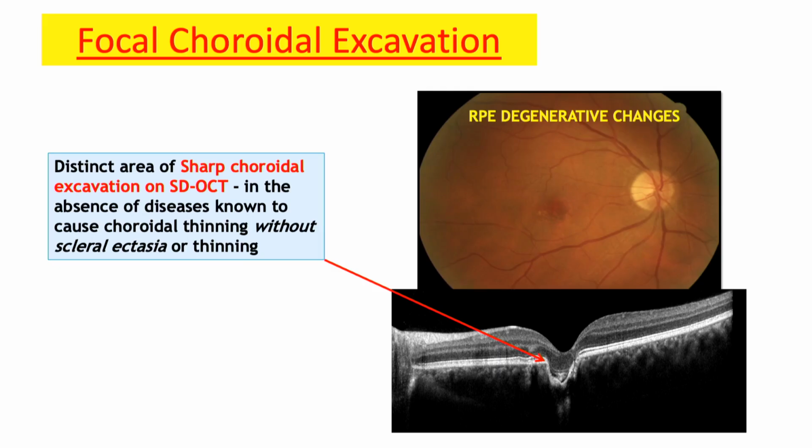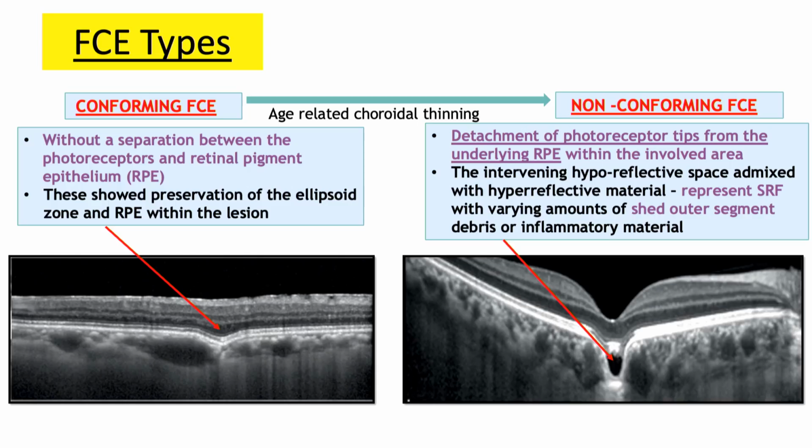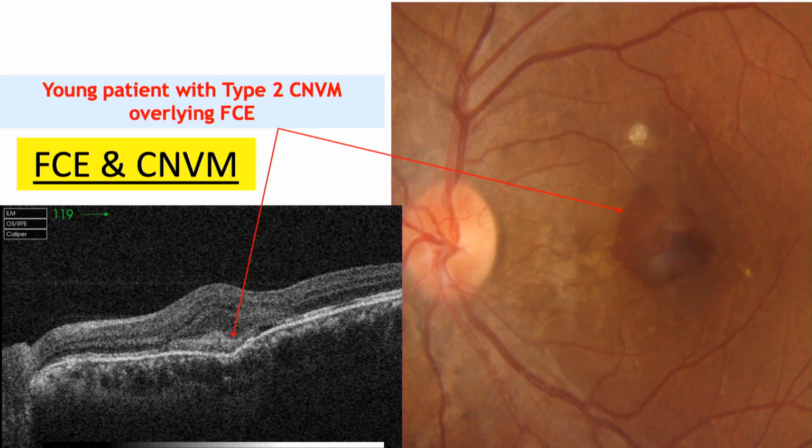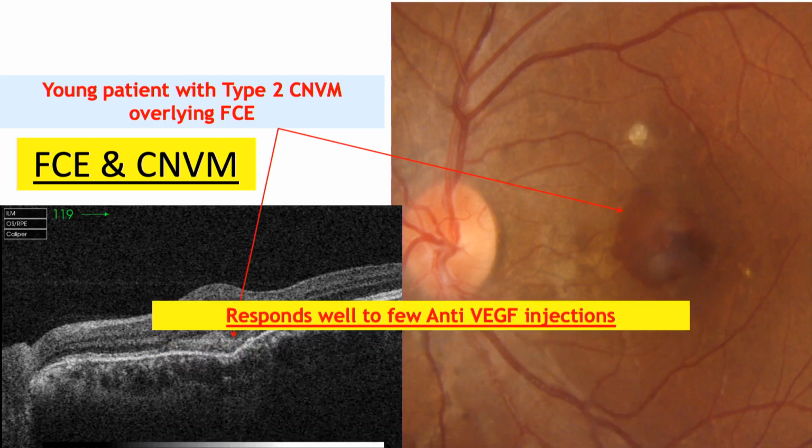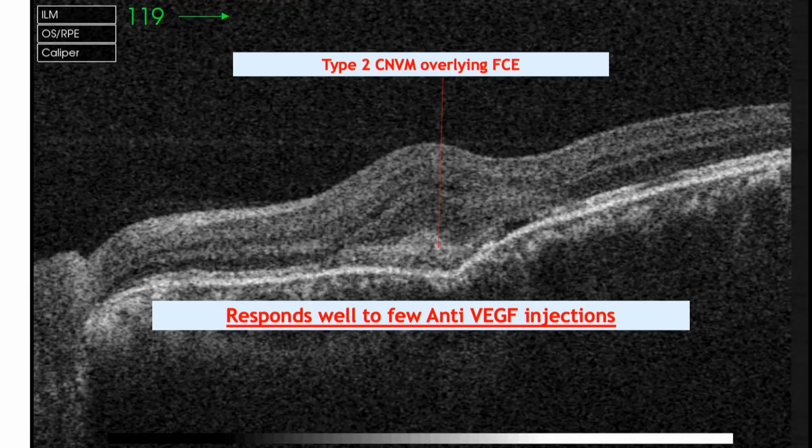The last entity is focal choroidal excavation, which is a sharp excavation in the choroid with or without attached neurosensory retina. This is a non-conforming type, this is a conforming type, but the importance is that these patients could harbor neovascularization, and it requires only a few injections for these to respond very well in the pachychoroid spectrum of diseases.